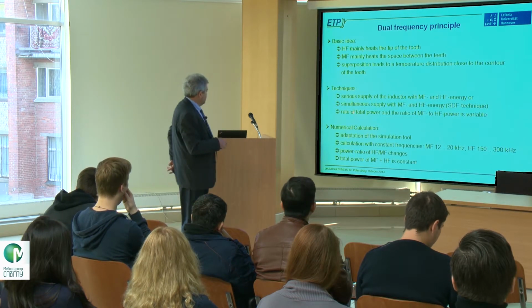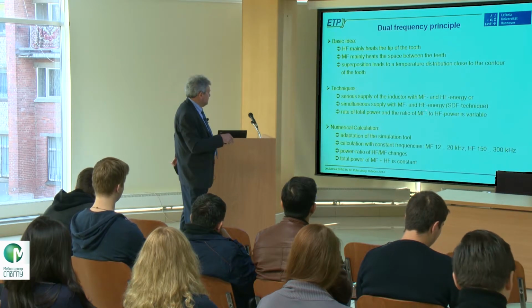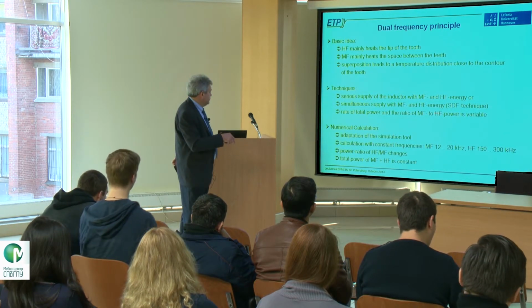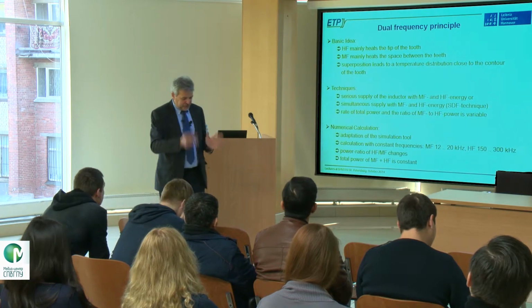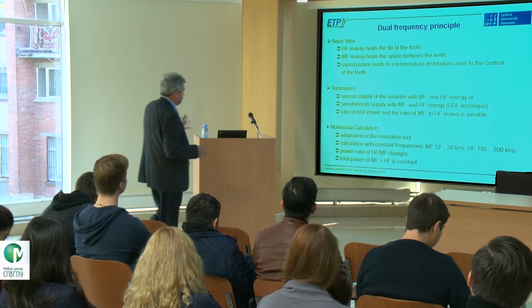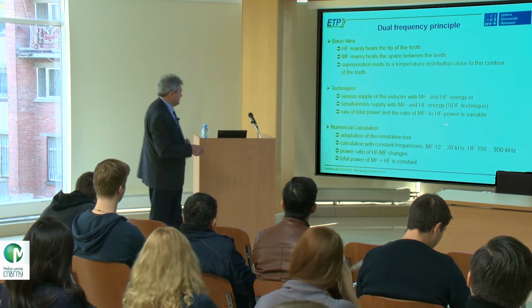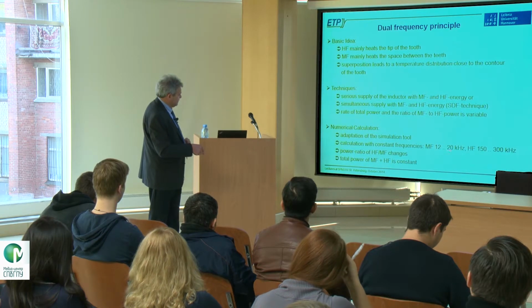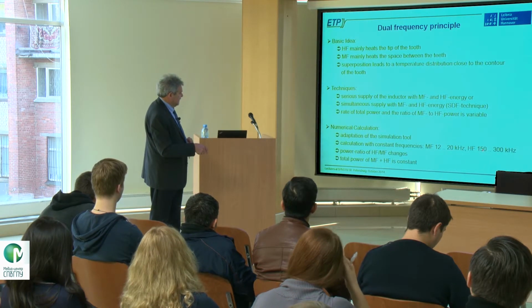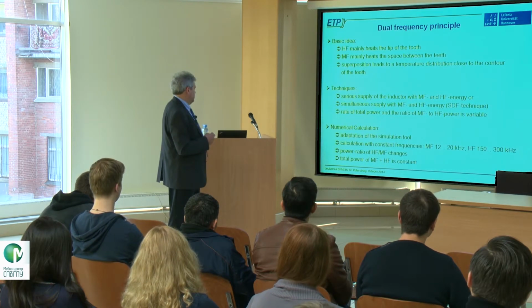So then you can change, of course, the ratio of the medium to high frequency to optimize the heating. I will show you. We implemented this in our numerical model. It was without big problems, and the typical frequencies for medium is 12 to 20 kilohertz, and for high is 150 to 300 kilohertz.